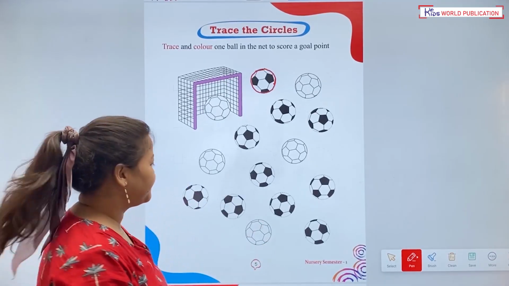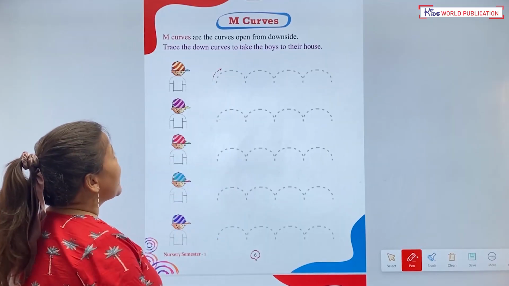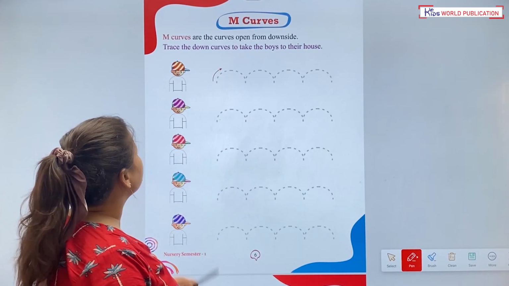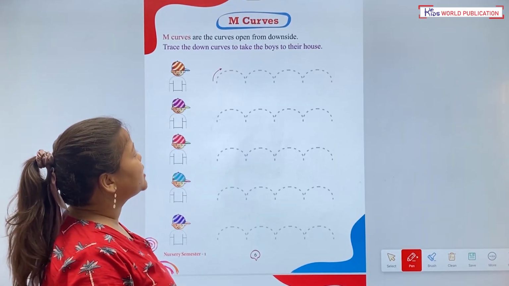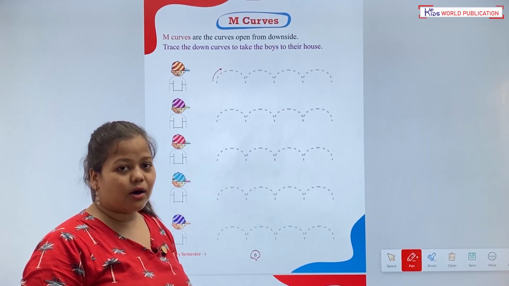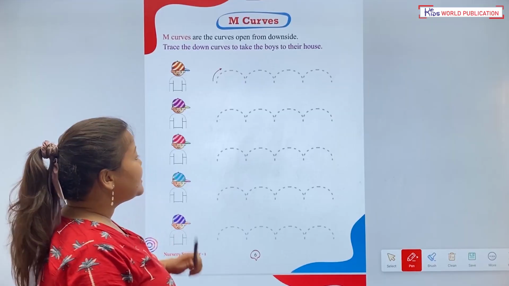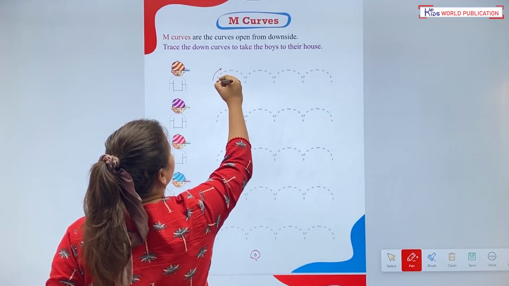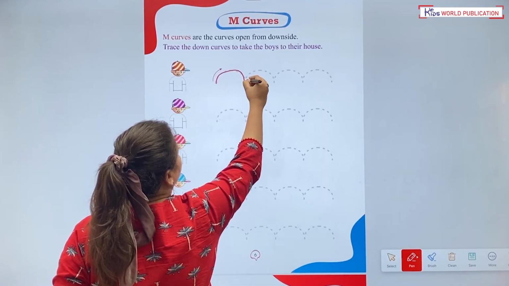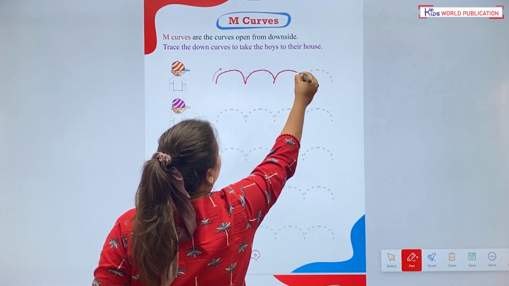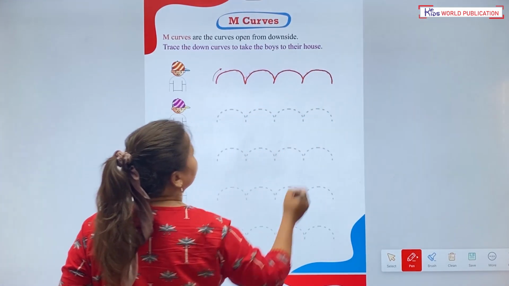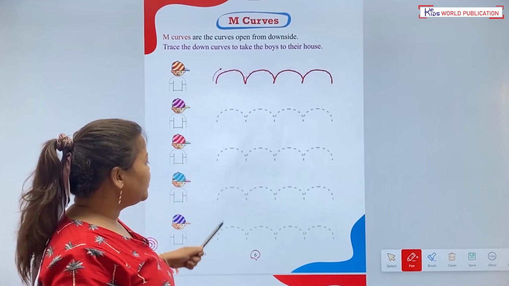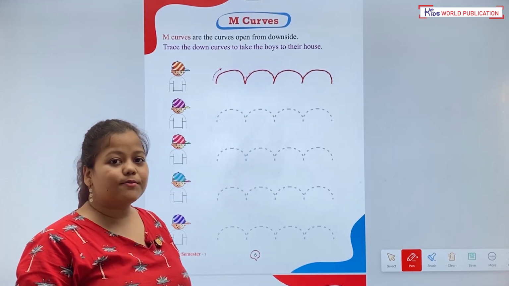M curves. M curves are the curves open from the down side. Trace the down curves to take the boys to their house. So kids, let's draw the M curves. So this is how M curves look, and you will draw the rest of the M curves on your own.